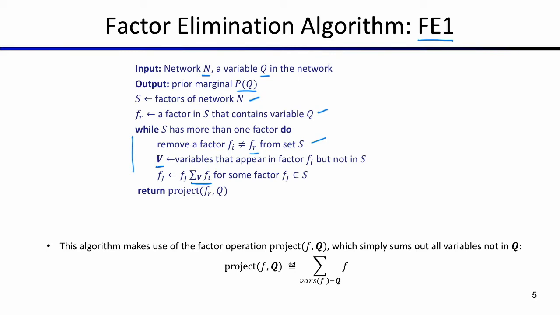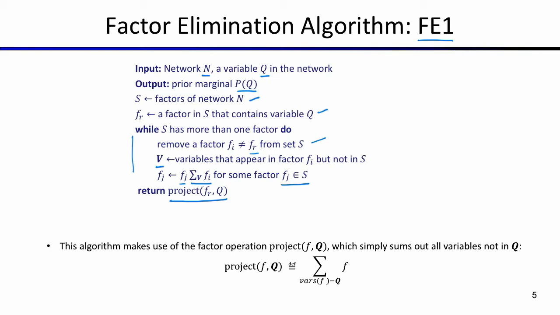Then I'm going to multiply the resulting factor by Fj. And Fj is another factor that belongs to S. I'm going to continue doing this until we have just one factor, which is going to be Fr. In this case, we stop the while loop, and I'm going to return what we call the projection of Fr over Q. And this projection is just another elimination of variables. We're going to eliminate all the variables in Fr and remain with just the variable Q.